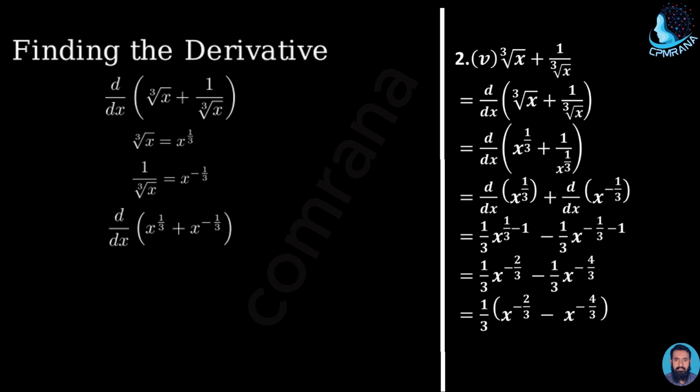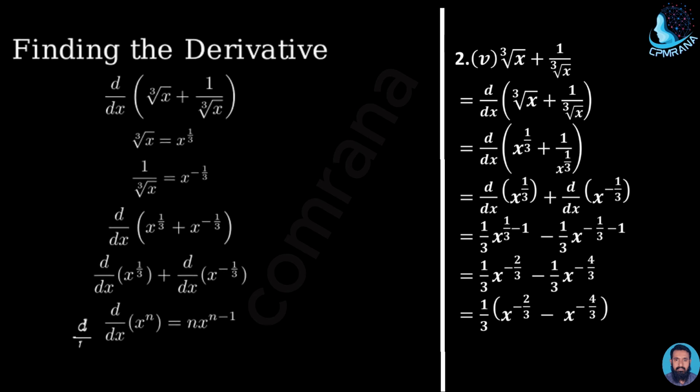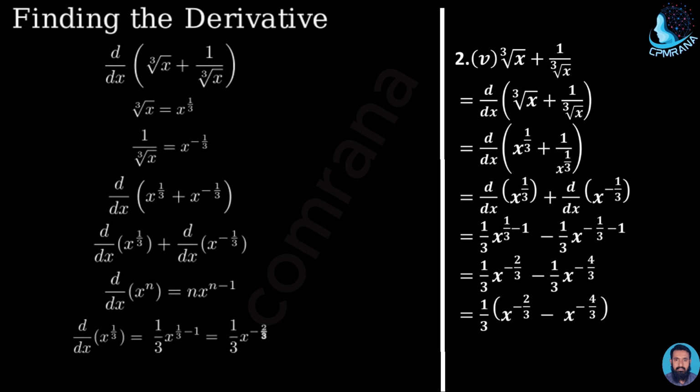Now, we can use the sum rule of derivatives. This means we can differentiate each term separately and add the results. Let's use the power rule to differentiate each term. Remember, the power rule states that the derivative of x to the n power equals n times x to the n minus 1 power. For the first term, we have x to the 1/3 power.